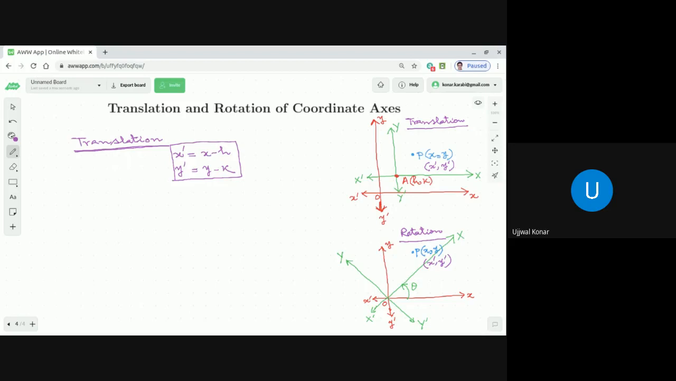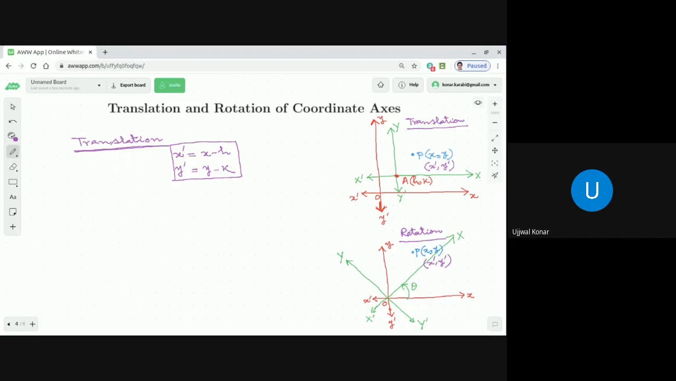Correct? Now, sometimes in the question it will be given like this: the coordinate axis has been translated to a point h comma k, and we got the coordinates of the point P with respect to this new coordinate system as x dash comma y dash. Find the coordinates of the same point P with respect to the old coordinate system. That means you need to find x, y in terms of x dash, y dash, h, k. You can always find it from this equation, whatever I just wrote: x dash equals x minus h, y dash equals y minus k.